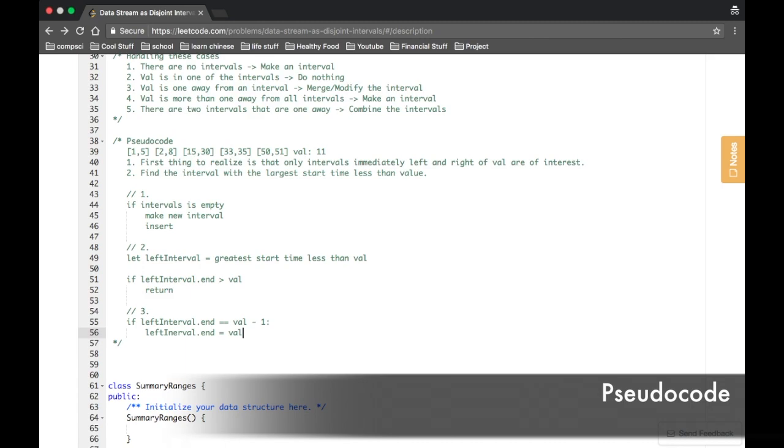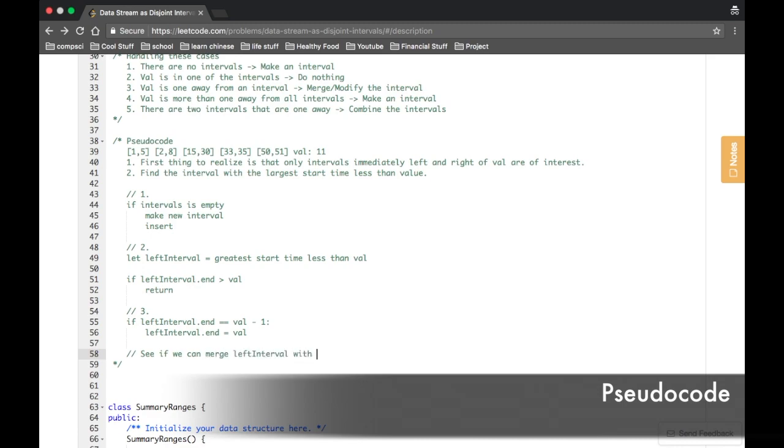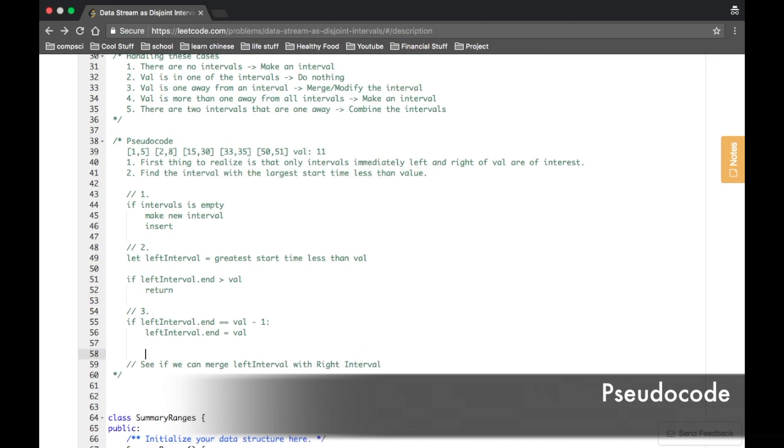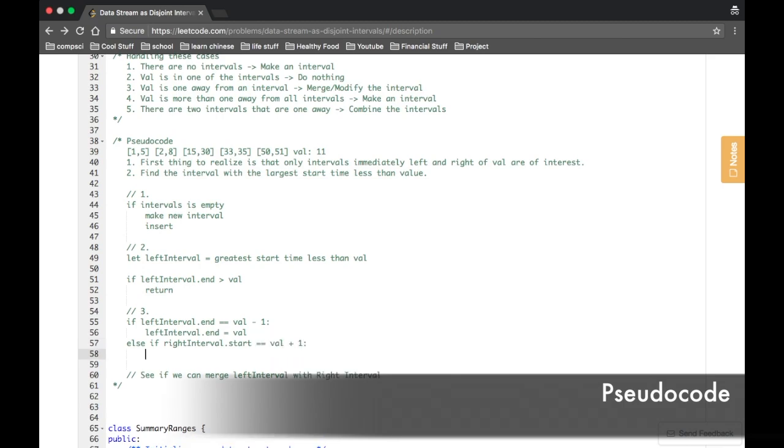So we modify that, and then at this point, if we merge it in, we also have to keep in mind that by changing left interval dot end, we might connect it with the next interval. So at the very end, see if we can merge left interval with right interval. And then afterwards, if that's not the case, then we want to check right interval dot start if that's equal to val plus 1. And if it is, then right interval dot start equal to val. So that takes care of if val is 1 away from interval.